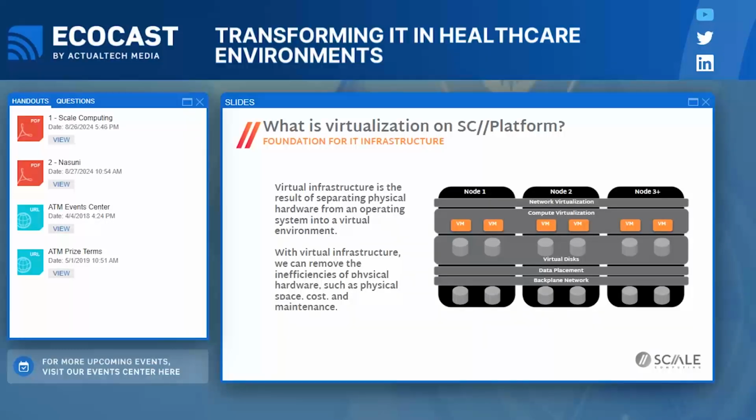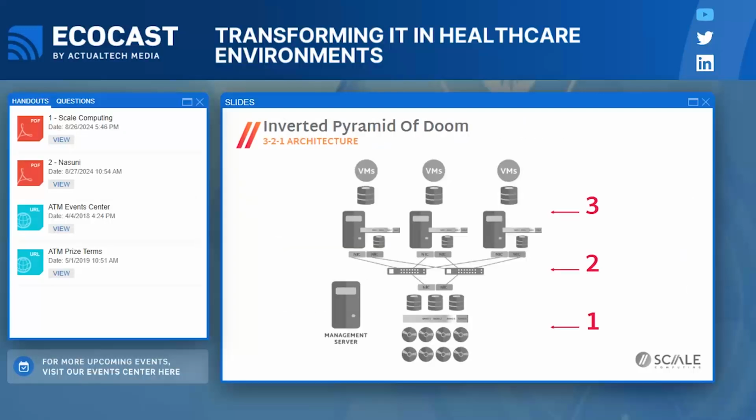Now, this was introduced many, many moons ago in the style of what we now know as the inverted pyramid of doom, or a 3-2-1 architecture. Now, it considered VMs running on clustered host servers connected by networks and supported by shared storage appliances like a SAN or a NAS.